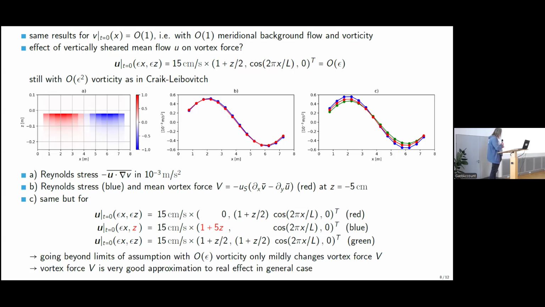So even if you violate the assumptions in Craik-Leibovich and go to order epsilon vorticity, like this example here, we only lightly change the vortex force, and that gives us confidence that the vortex force is a very good approximation, even with sheared flow or even background flow as well. So we can use it. There were always debates about whether this is really a good idea, but I think we can do it based on this diagnostic.